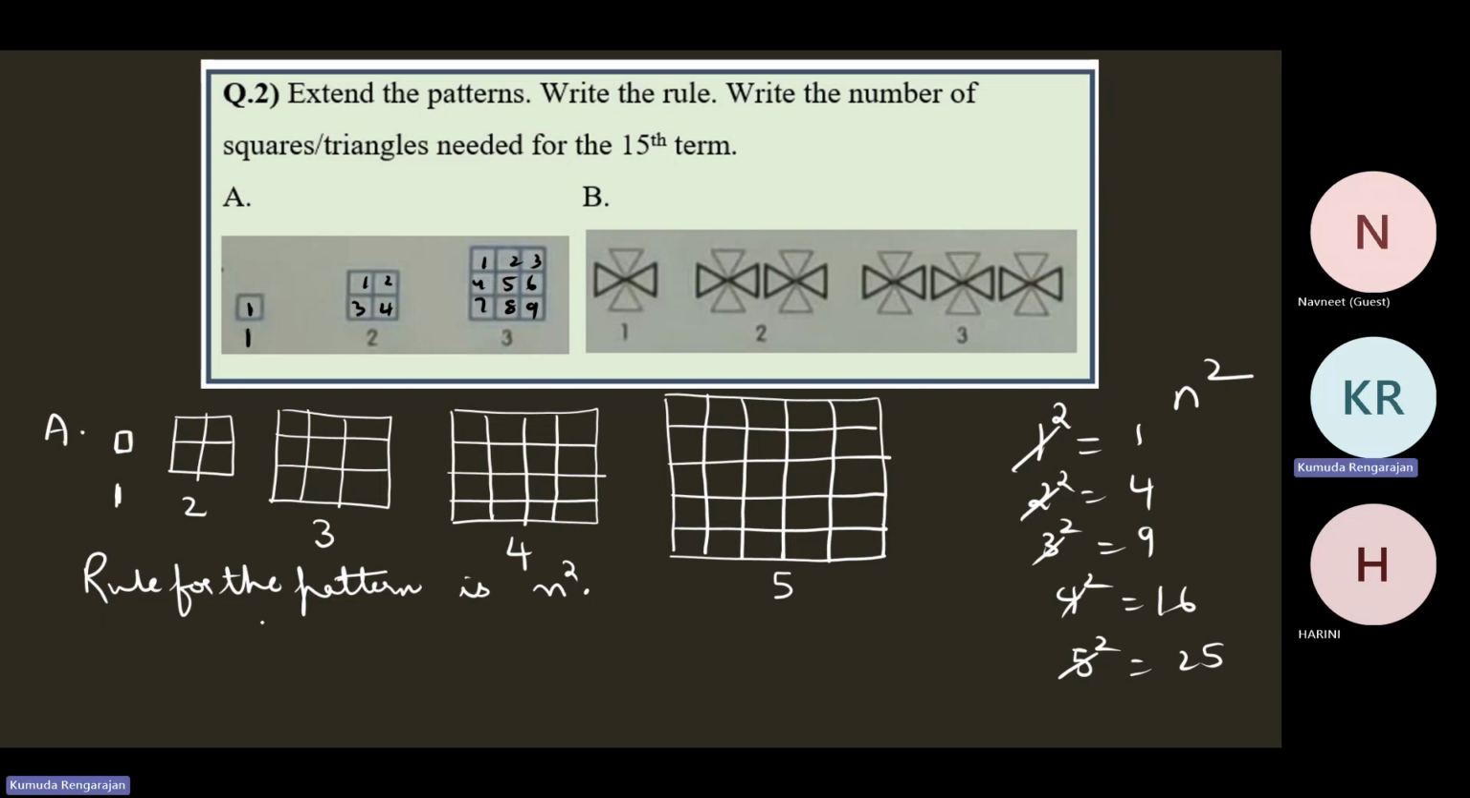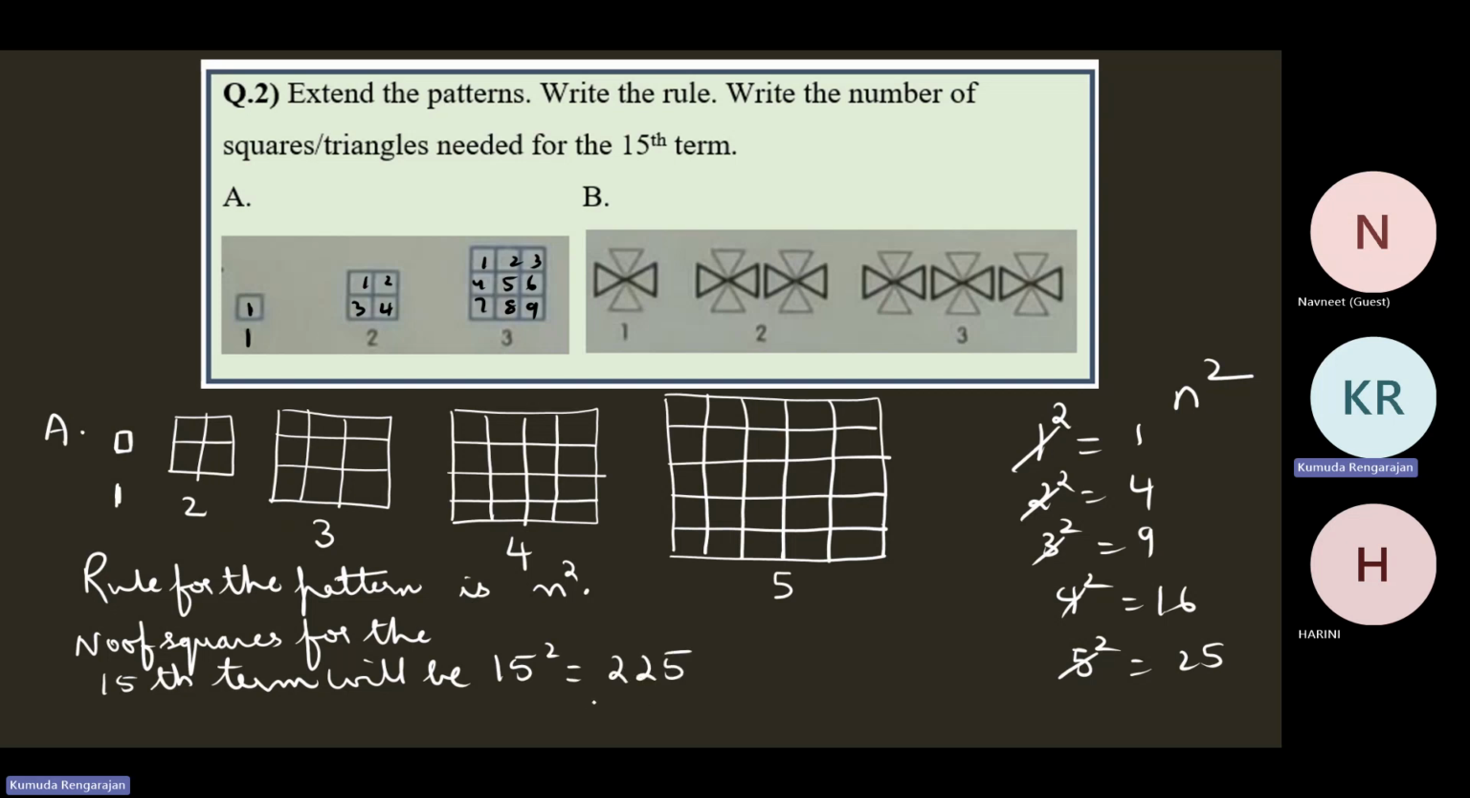Yes, Harini. How many squares? Tell me for the 15th term. 15 into 15, ma'am. Very good. The number of squares for the 15th term will be 15 square. That is 225. 15 into 15, which is 225.